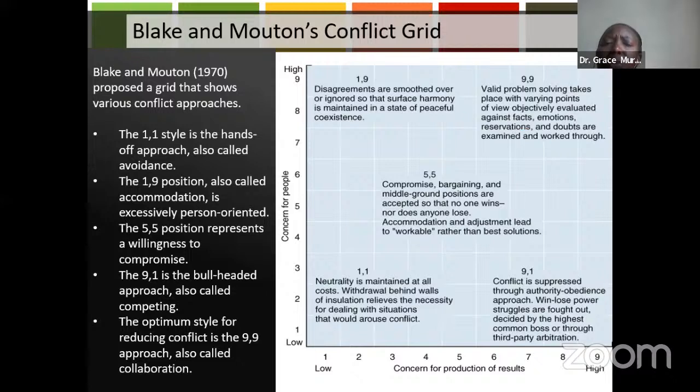Then a person who is really concerned for people is high, but the concern for production is very low, which is a problem with this kind of situation. The problem is that this person now overuses accommodation. I think they are more worried about not losing friends, not losing colleagues.